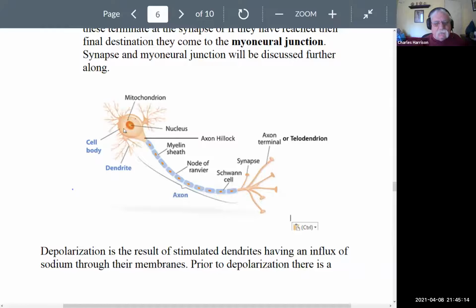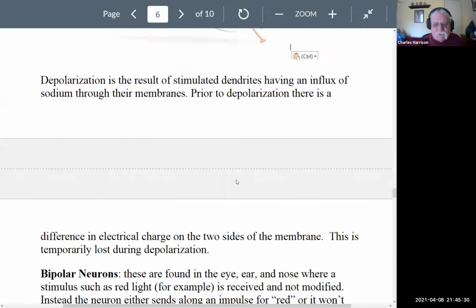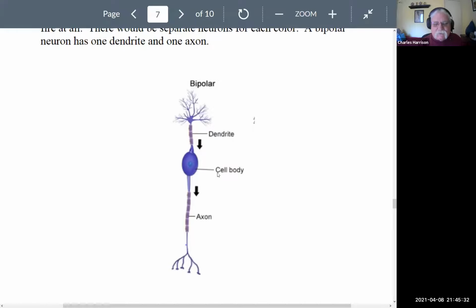in the multipolar neuron, we have impulses coming in. They can go different ways, and they can go to different successive neurons, and they can cause different effects. The bipolar neuron doesn't have that opportunity. There's one way in and one way out, and nothing is going to change. Well, where do we find that in the human body? We find it in the eye and the ear.